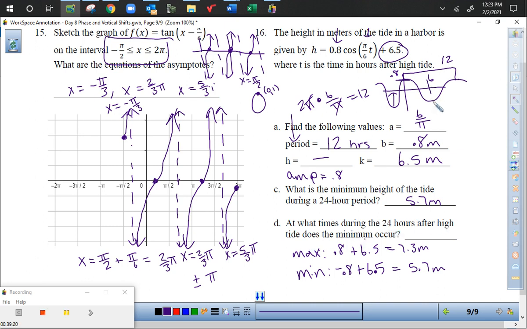So at what times during the 24 hours after high tide does the minimum occur? Well, the first one's going to be at 6 hours. And then the second one after that, if you wanted to write another period, here's the next 12, it'd just be 6 more, or 18. And that's it.